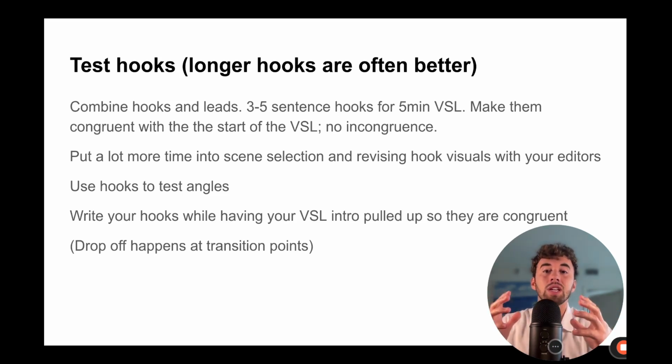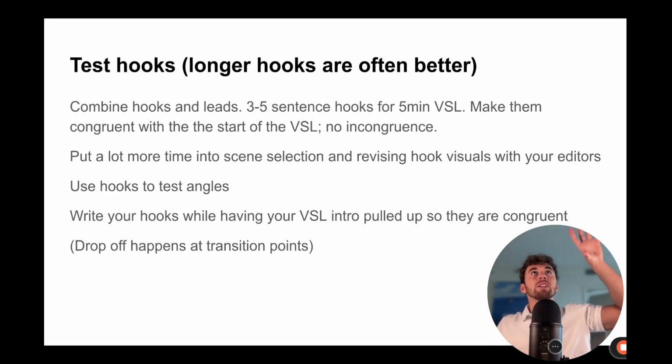So some of the hooks I write are 3 to 5 sentences, sometimes longer. These are for usually around 5-minute mini VSLs for ecom products. We want to make them congruent with the start of the VSL. So when I'm writing my hooks, I have the VSL script pulled up in a separate tab so that I can see, does this final sentence of the hook flow to the first sentence of the VSL where it seems like it's one unbroken whole?